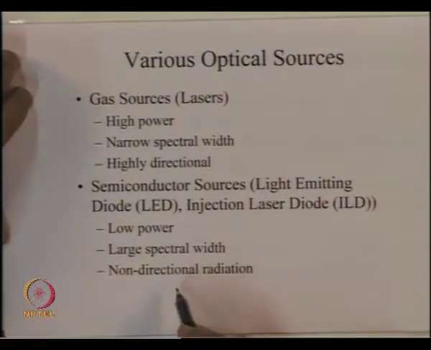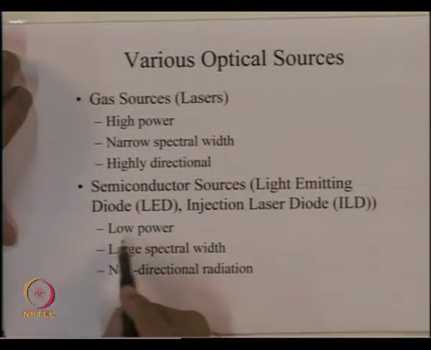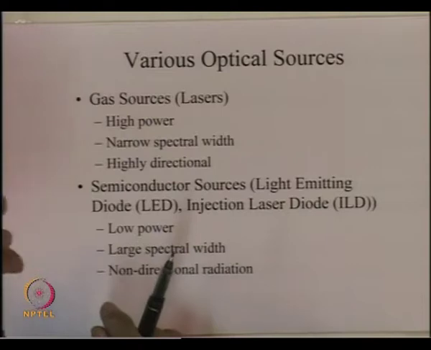So, for a semiconductor source which is a diode, the power is rather limited. It can emit only a small amount of power, and later on we will see that if I take a source like an LED, it can emit power of microwatts, whereas if I go to the lasers, then it can emit power of milliwatts.